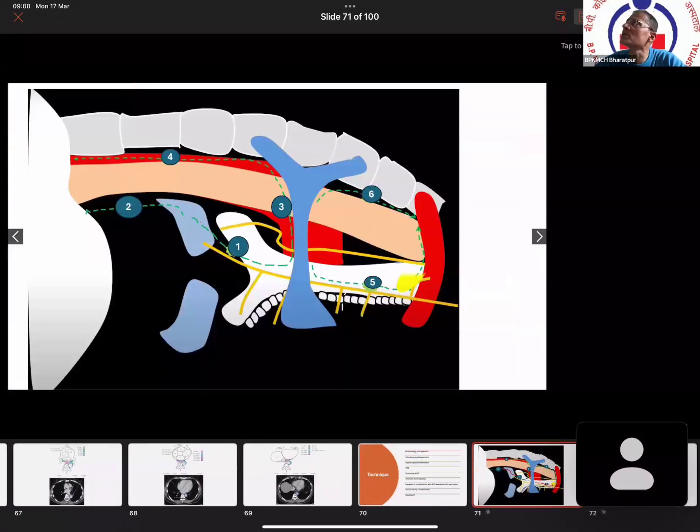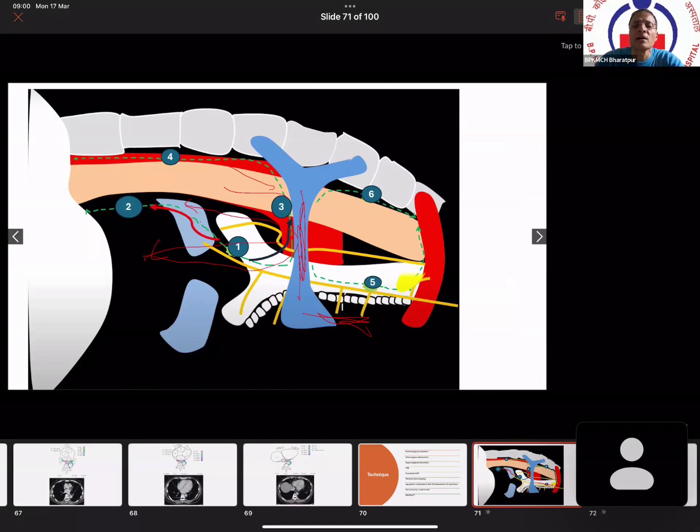So this picture very well shows the diagrammatic representation. This is the azygous arch. Here should be the superior vena cava. Here lies the esophagus. So we start with the infrazygous dissection, going like this, beneath the azygous, dissecting the esophagus.